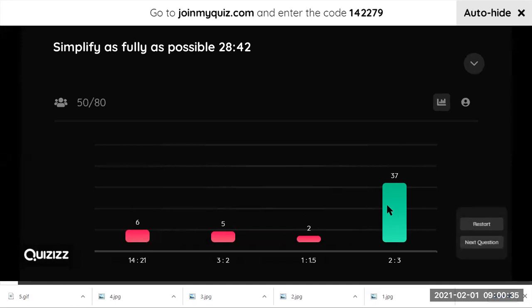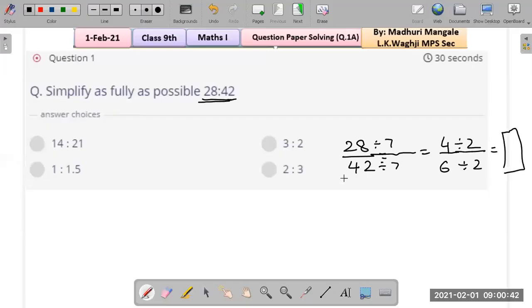So everyone, before that, let me show you the answer. What was the answer for first one? So please move back to the Zoom screen, and here you can see 4 divided by 2 is 2 over 6 divided by 2 is 3. So you write it in ratio format, that will be 2:3. So this is the correct answer, 2:3. Okay, students, 3 was the correct answer.